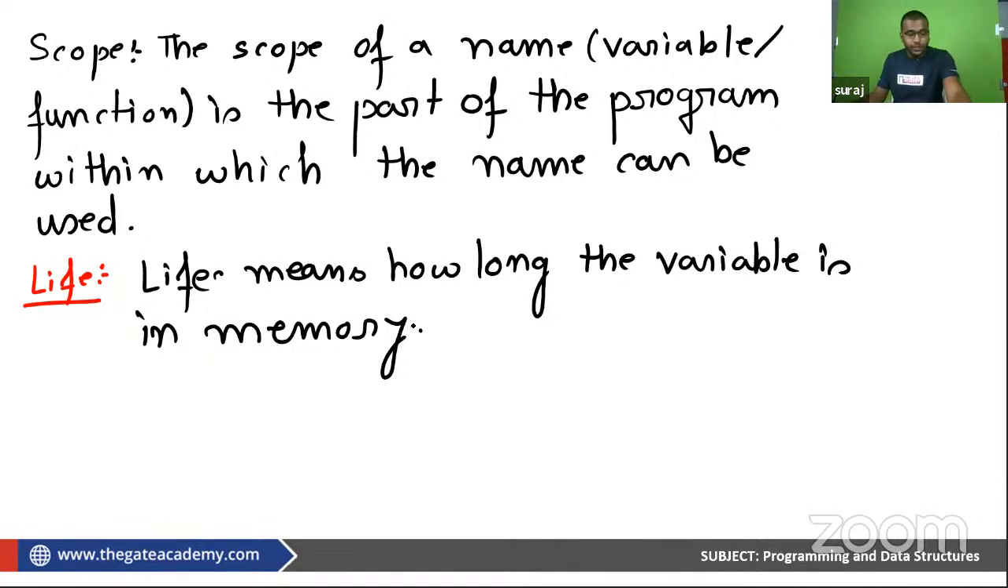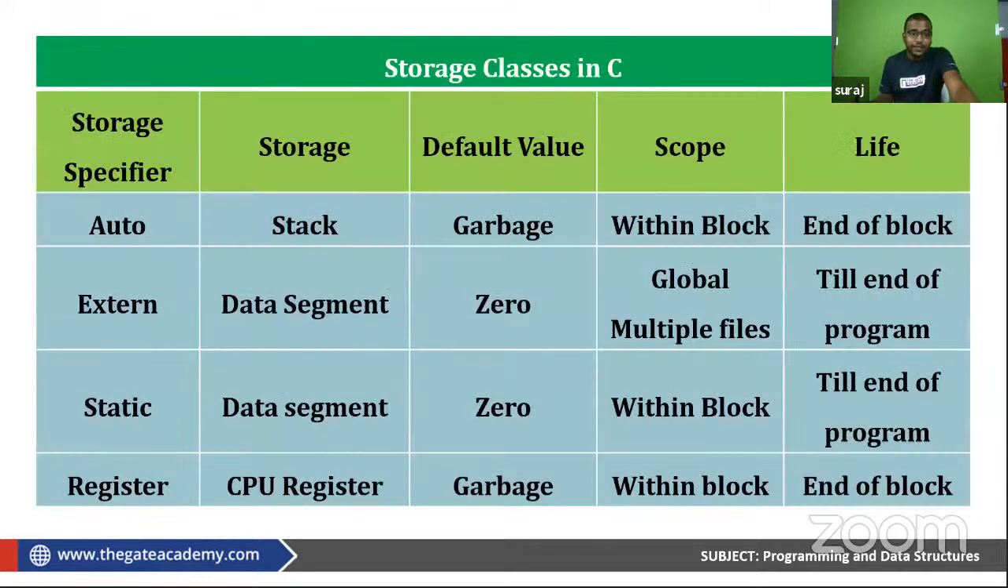Thank you, Dolly. So now C has four types of storage class. What are they? Auto, extern, static, register. So we have the auto class, extern class, static class, and register. One by one we will see. This is the brief chart, and at last we will see them one by one. So where does the auto class get its storage? It is in the stack.